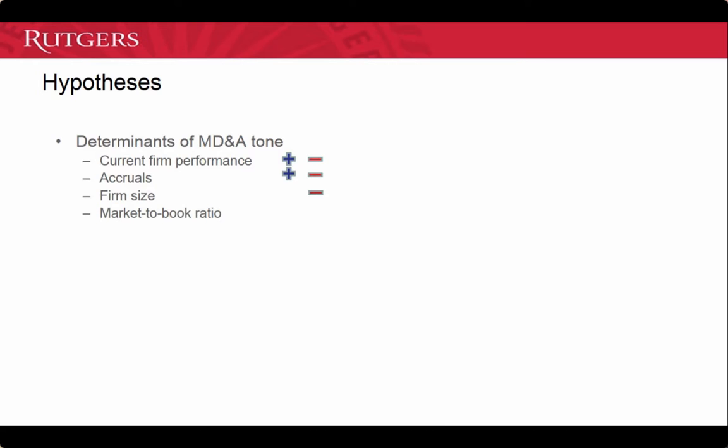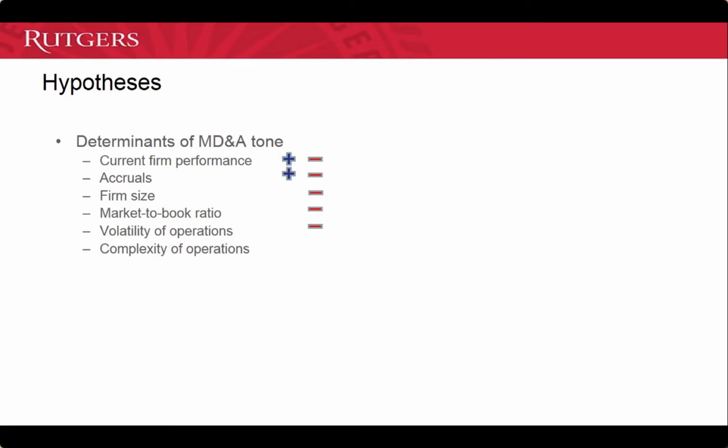Okay, market to book ratio. So market to book is related to investment opportunity and growth potential. And he says that firms with a higher MTB should have a more uncertain future, and uncertainty, later on in the paper, gets attached to negativity. So negative. Volatility of operations. So high volatility, negative tone.